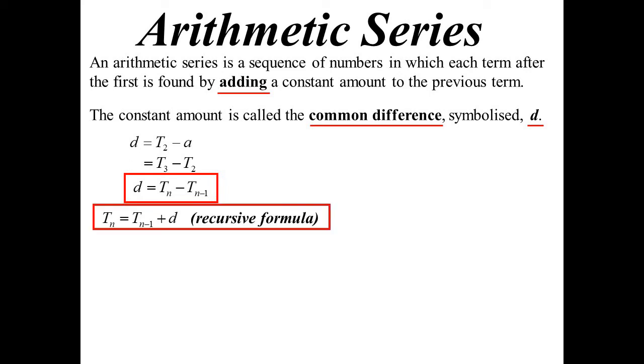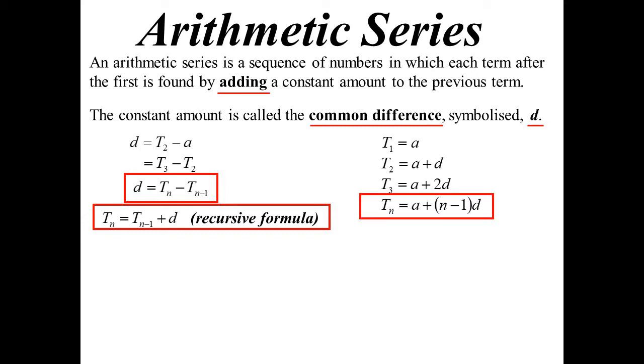So let's create the general term then. First term is A. We're going to add a difference to it to get the second term. Add another D. Ooh, there's a pattern emerging. Yes, in fact, any particular term would be A plus n minus 1 lots of differences.